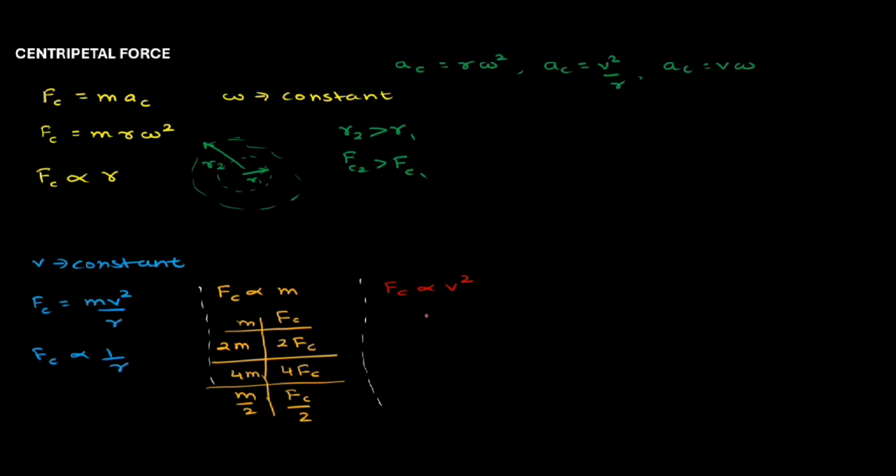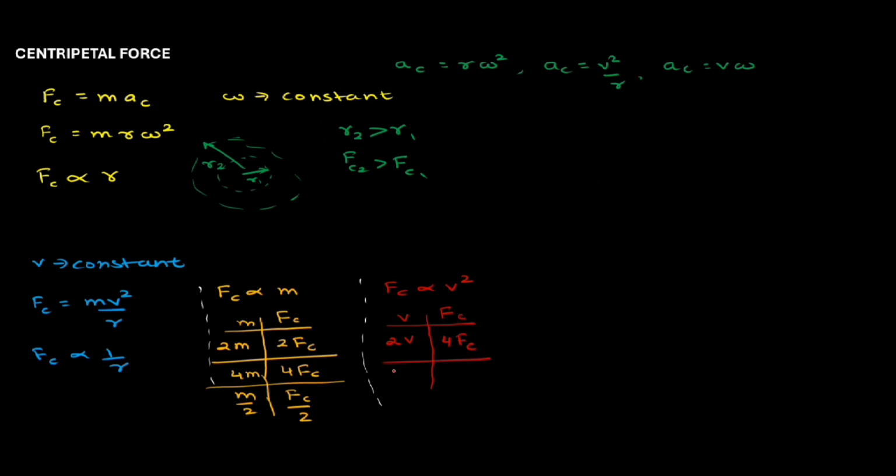So let's discuss this situation also. Here I will write the changes in velocity and then how the centripetal force changes. If I double my velocity, if I make it 2 times v, centripetal force will change by the square of this number. So square of 2 is 4. Centripetal force will increase by 4 times.